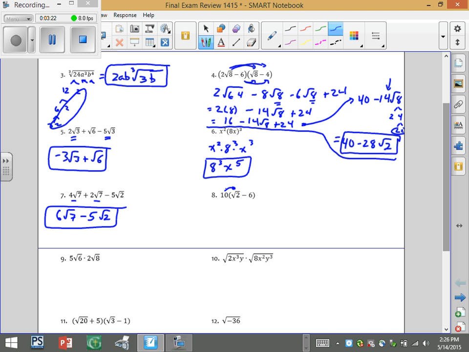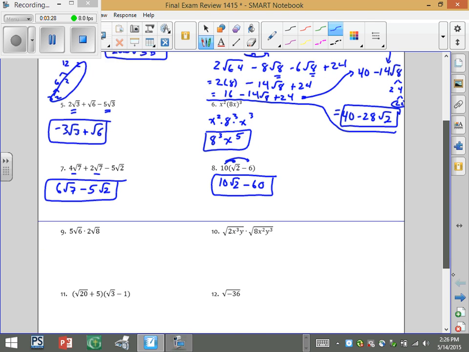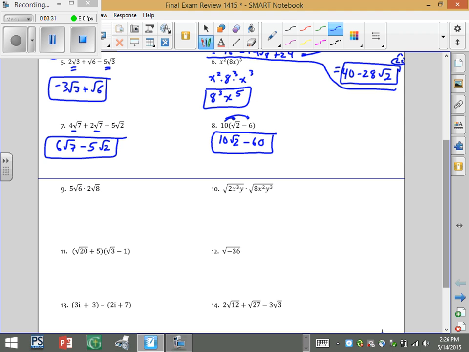Here we're going to distribute the 10 in. End up with 10 root 2 minus 60. And since the 60 doesn't have a radical, we're going to leave it alone. When you multiply these, remember you multiply the numbers out front. So we got 5 times 2, which is 10. And then multiply the 6 and the 8 under the radical is 48. Now, end up with 4 times 12, and 4 times 3. I could break that down further, but I have a set of 4's that I can go ahead and pull out. So when I pull those out, this turns into 40, and then 3 is left behind.